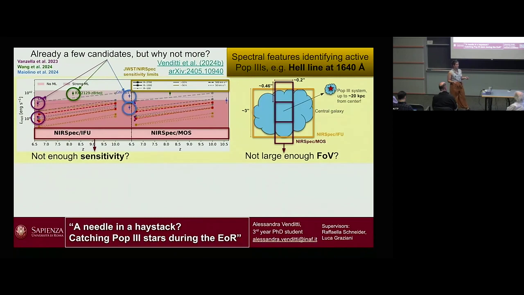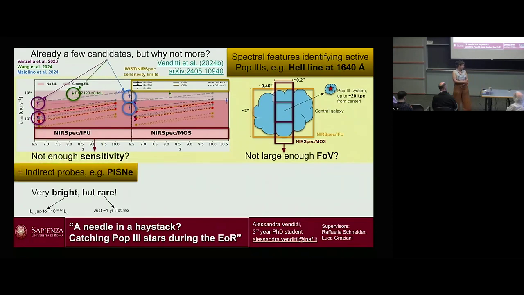Maybe we are not able to see many of these POP3 systems because they fall outside of the field of view of our instrument. In fact, in Dusty Gadget galaxies, these POP3 stars can be found up to 20 kiloparsec from the center of these galaxies. And so up to 90% of these systems can actually be missed, for example, in NIRSpec MOS when you point towards the center of Dusty Gadget galaxies.